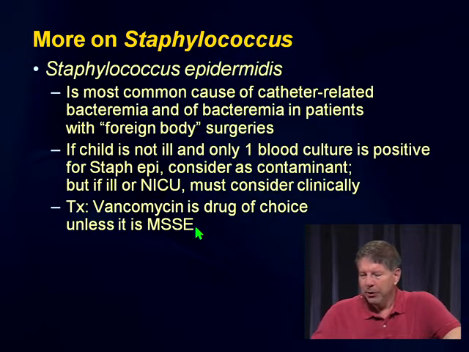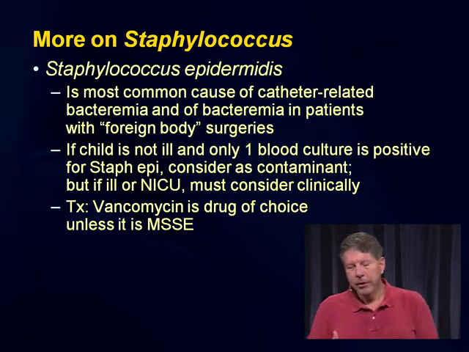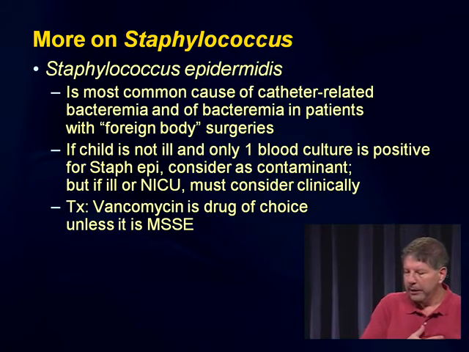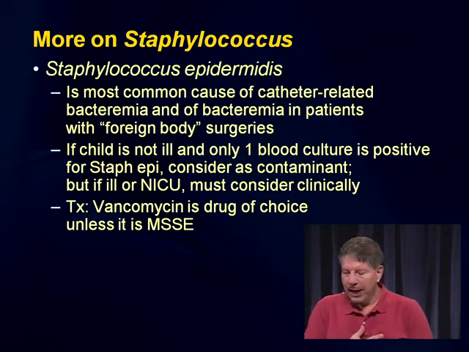Okay, Staph epidermidis, you're all very familiar with, particularly in your NICU babies. So the babies in the NICU, that's the one we worry about there. It's also, remember, the most common cause of catheter-related bacteremia. So if the kid has got chemo going and they've got a port, you worry about the Staph epi being in there. If the child's not ill and there's only one blood culture positive for Staph epi, for the most part, we can consider a contaminant.